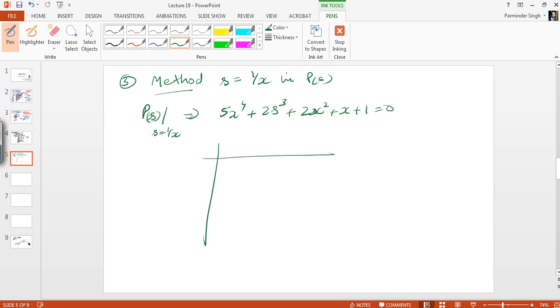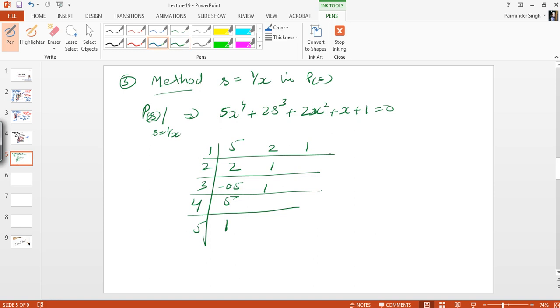Again, the highest power is 4, so the number of rows should be 5. So let's prepare the array for this. It is 5, 2, 1, 2, 1, minus 0.5, 1, 5 and 1.